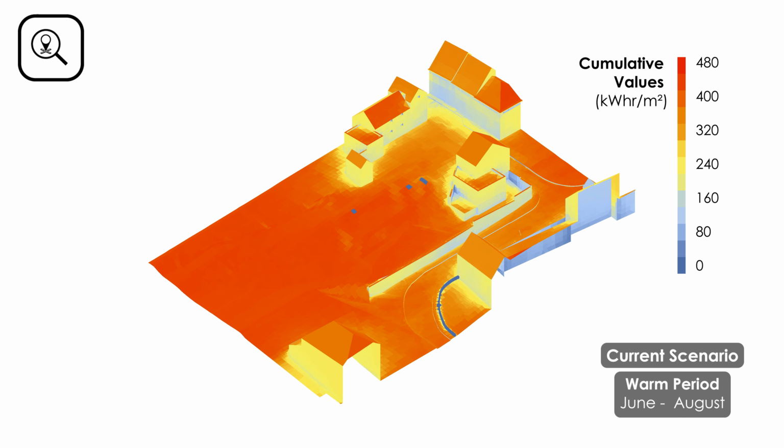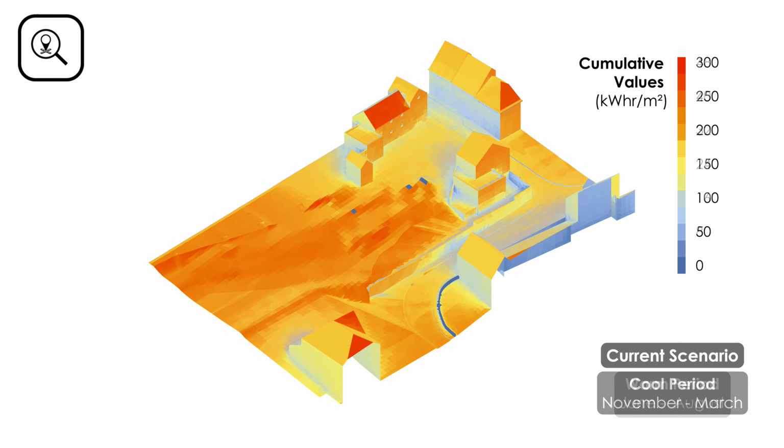Now that I have the model, this is easy to do. I ran the simulation for the warm period, which is made up of the 3 months from June to August, and also for the cool period, which is a 5-month-long period made up of the months from November all the way to March. If you would like to learn more about my climate analysis, be sure to take a look at the video, which I'll link in the description below.